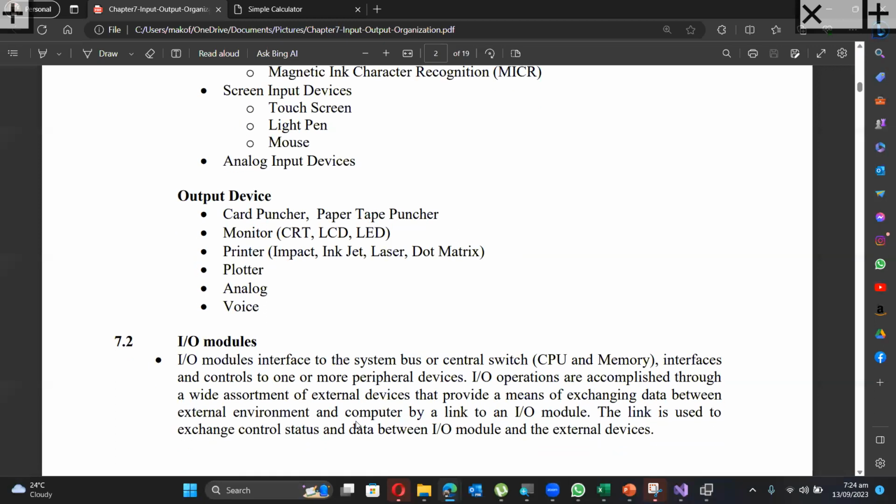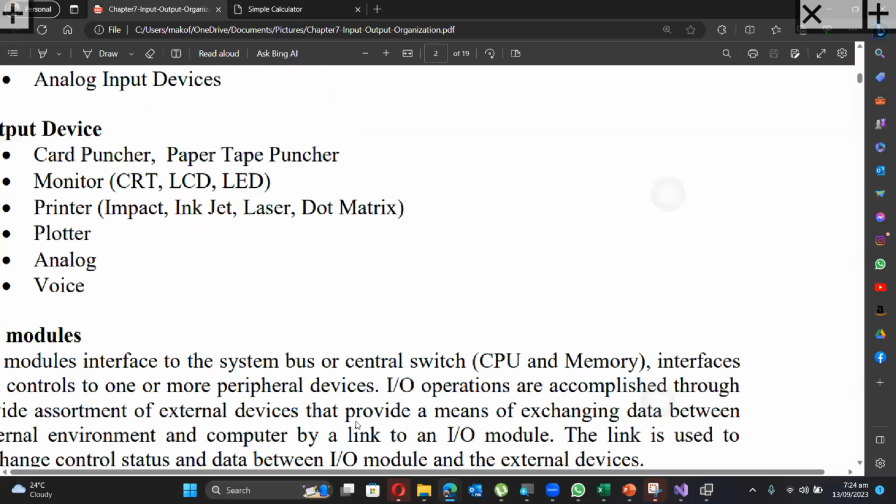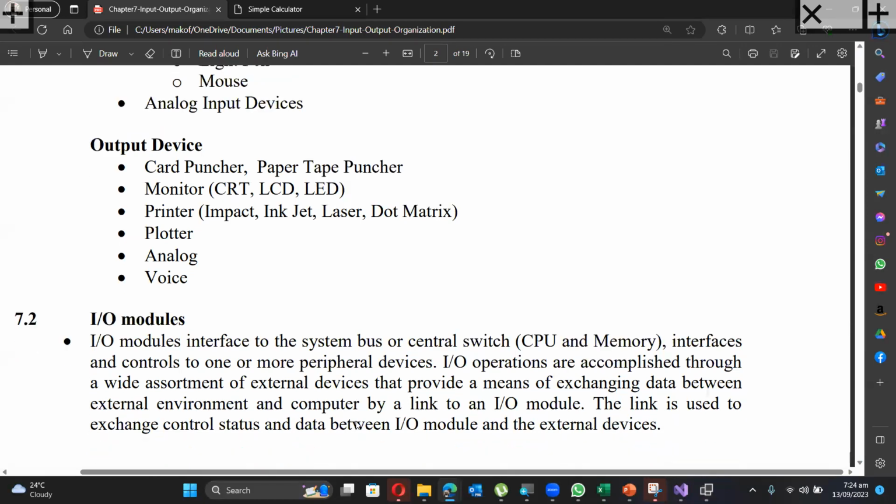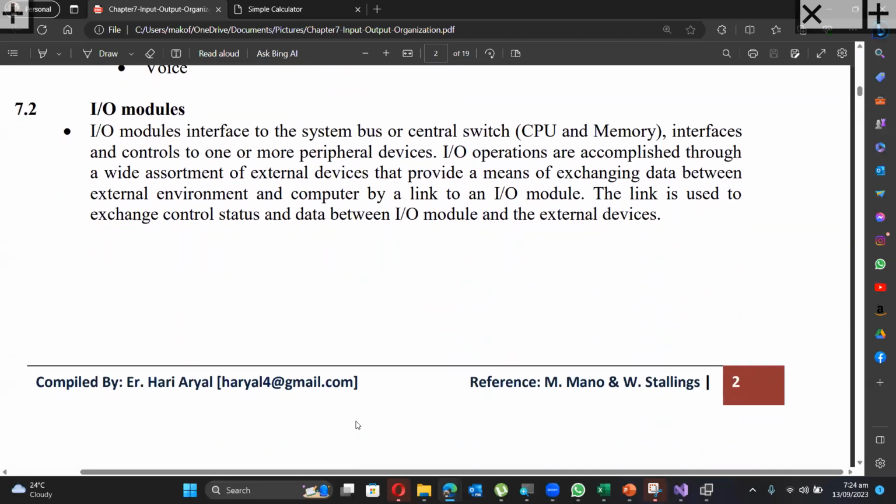These are all examples of input devices. When we have output devices, then we have our keypad, our card puncher, our paper tape puncher, our monitor, our printer, our plotter, and our analog and voice devices. These are all examples of output devices.